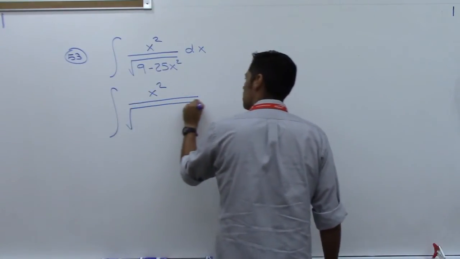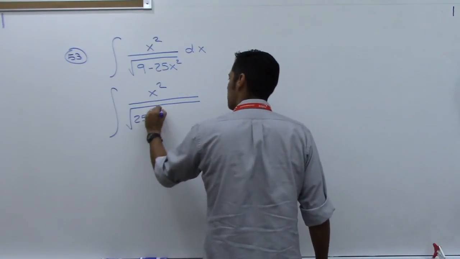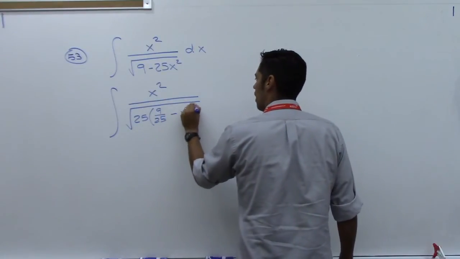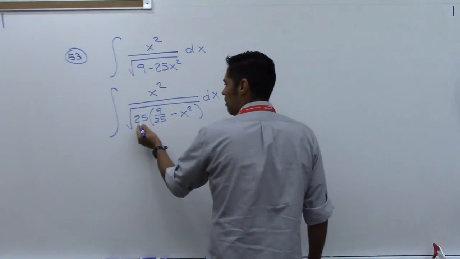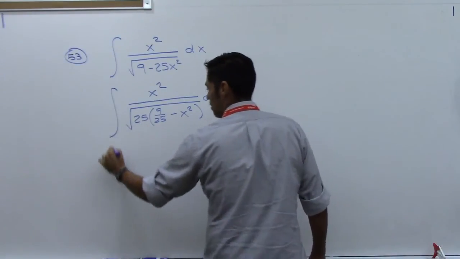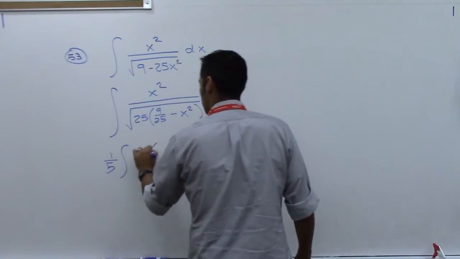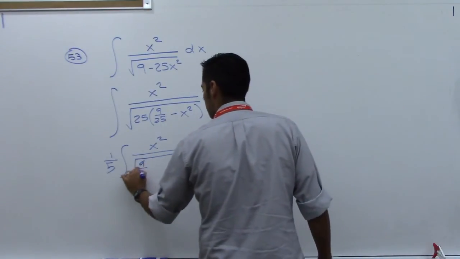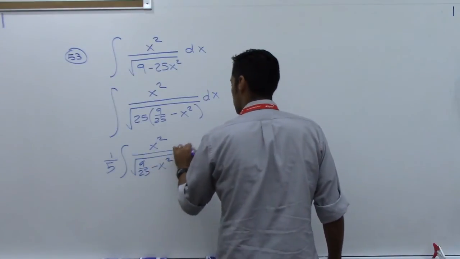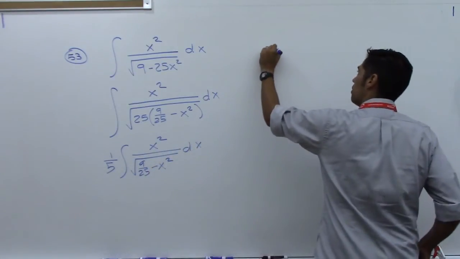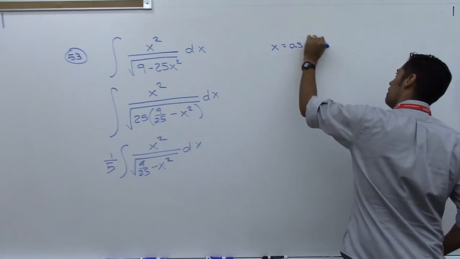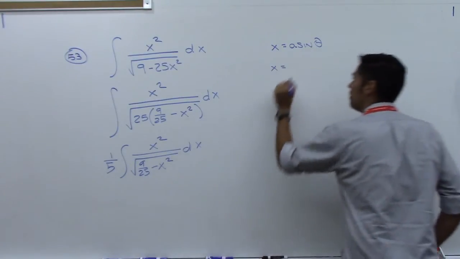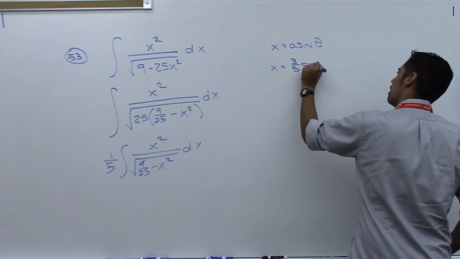So when I do that, I have 25 here. This becomes 9 over 25. That's what I need to get that 9 back, minus x squared dx. And then the square root of 25 is 5, so I can take it out, and it comes out as a 1/5 integral x squared over the square root of everything that's left here, which is 9 over 25 minus x squared dx. All right, so I'm going to make the substitution x is equal to a sine theta. In our case, a is the square root of this. The square root of that is 3/5, so x equals 3/5 sine theta.